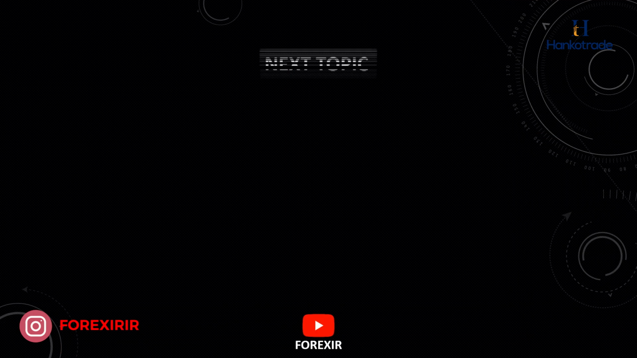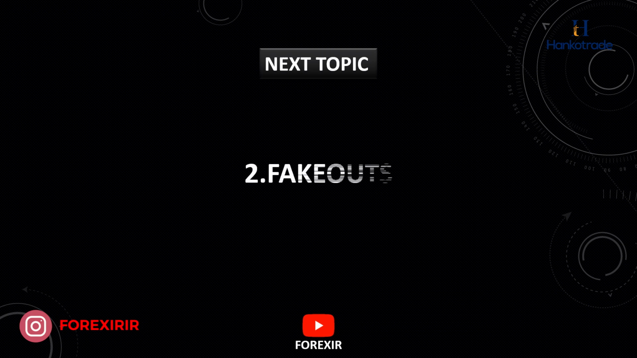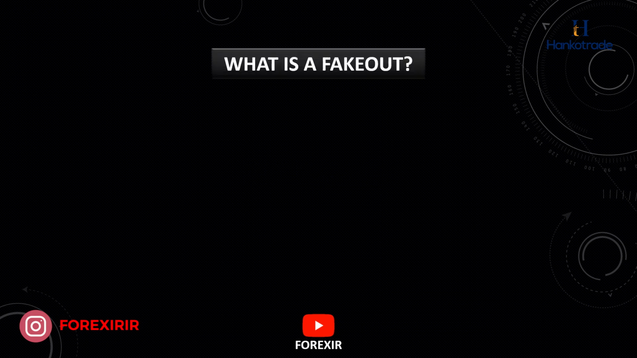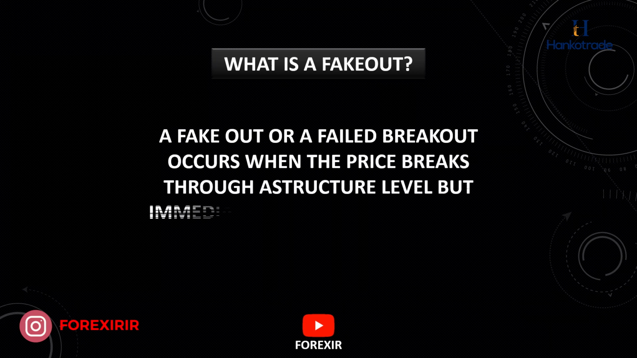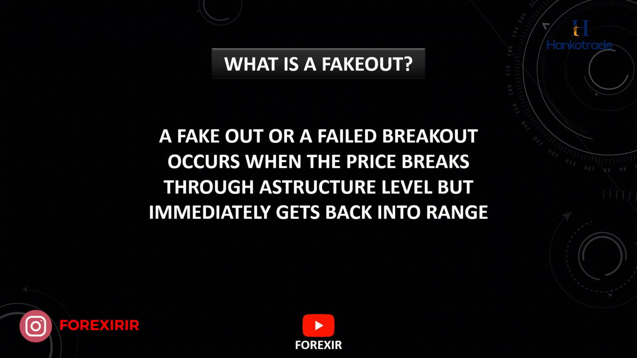Certainly, let's move on to the next signal, which is number 2, fakeouts. A fakeout, also known as a failed breakout, occurs when the price successfully breaches a structural level, but quickly retraces back into the previous trading range.